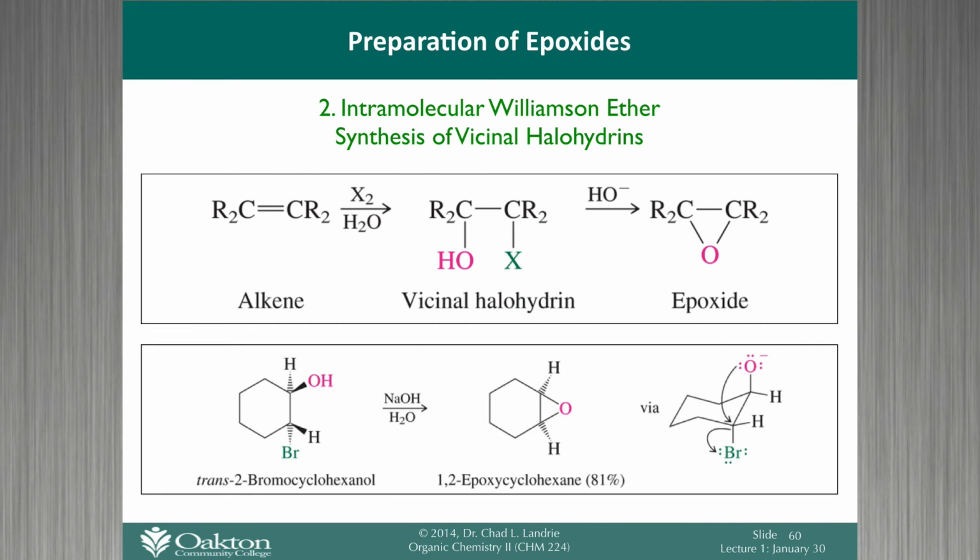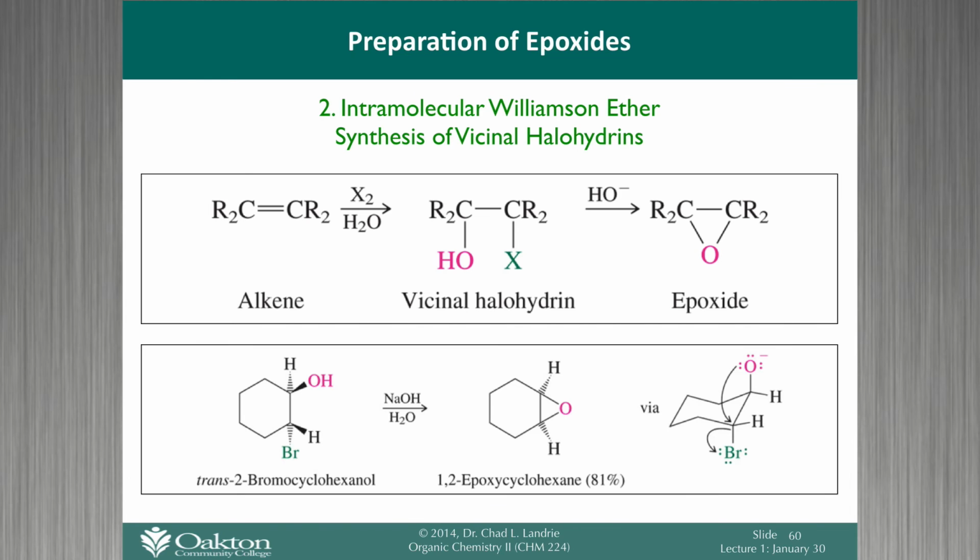Right, so here's the overall process. Start with an alkene, form the vicinal halohydrin, add a base to get the alkoxide, which then immediately does SN2 to the alkyl halide next door to give you the epoxide.